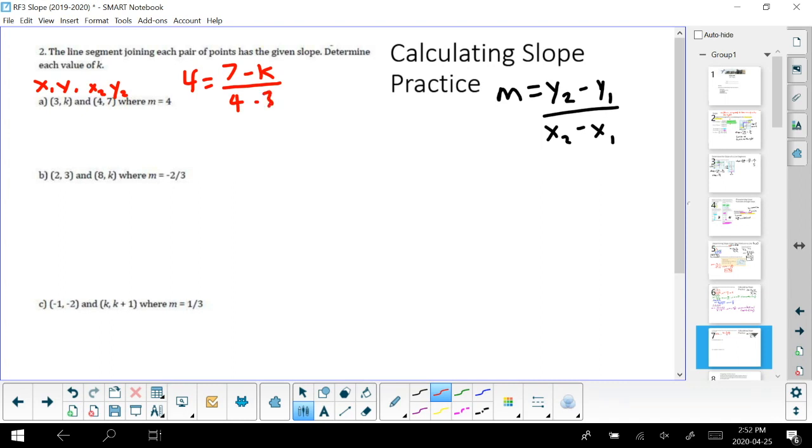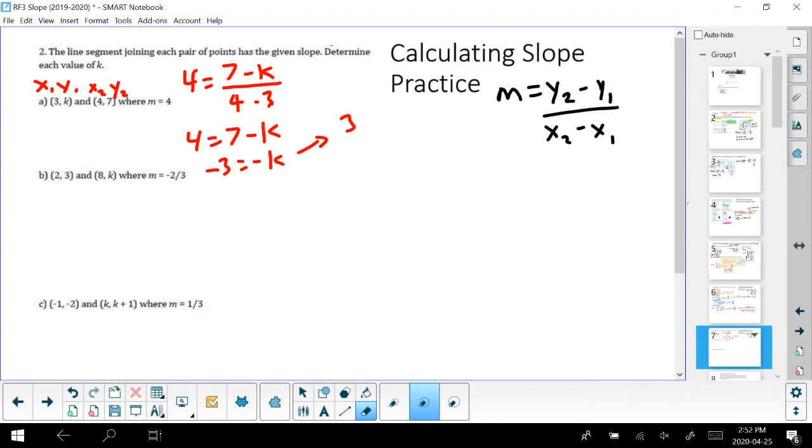We can simplify that a little bit. 4 is equal to 7 minus k divided by 1, so that will stay the same. So we'll have 4 is equal to 7 minus k. I want to get the k by itself, so I'm going to subtract 7 from both sides. I'll get negative 3 is equal to negative k. Then I can divide both sides by negative 1 or multiply both sides by negative 1, doesn't matter. And I'll get a positive 3 is equal to k. So k is equal to positive 3.